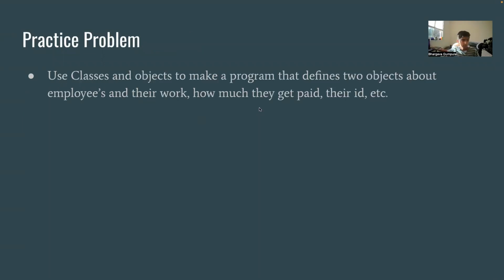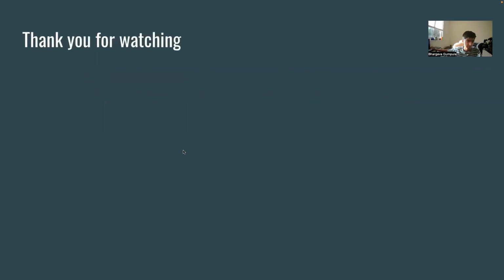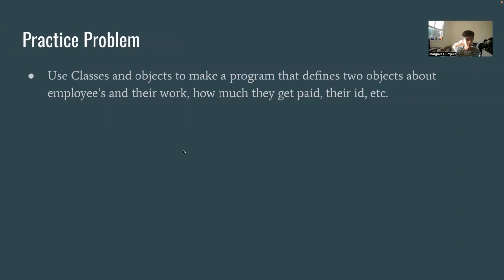So here's a practice problem for you guys. The problem is you have to use classes and objects to make a program that defines two objects about an employee's work and how much they get paid, their ID, everything about employees. Try your best and put your answers in the comments, and I will go over them if I can.